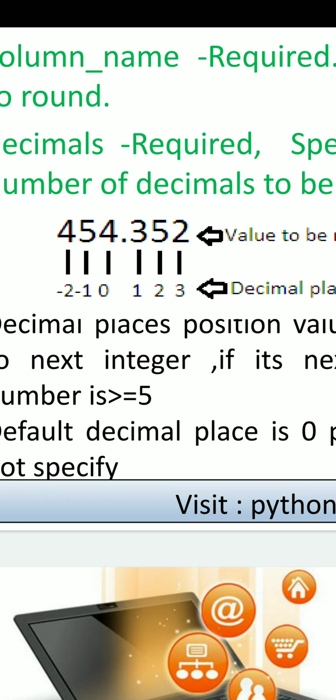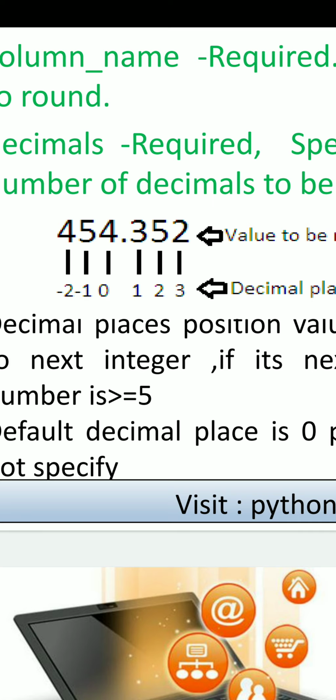Now take another example. We want to find out the rounded value up to -1 decimal place. In this example, at -1 decimal place, the value is 5. Then its just next right value is 4, which is not greater than or equal to 5. That's why its result will be 450. Now take another example.